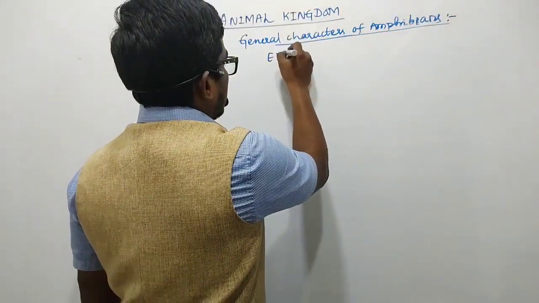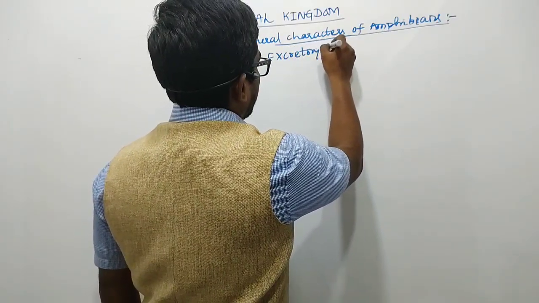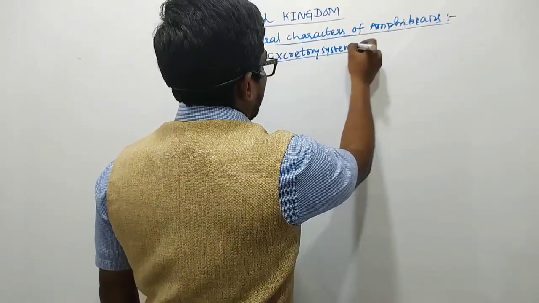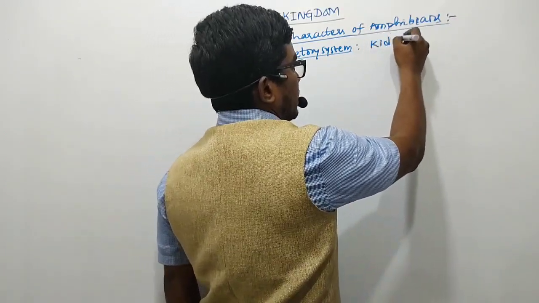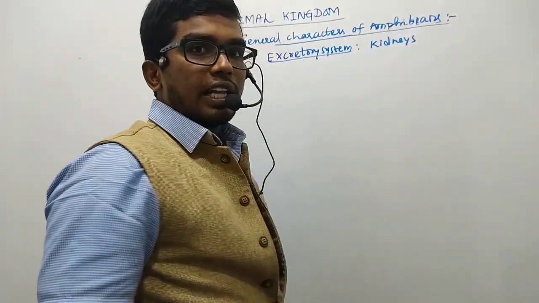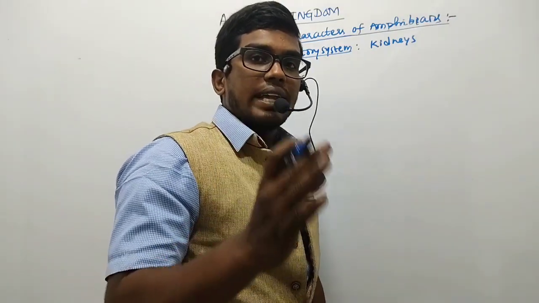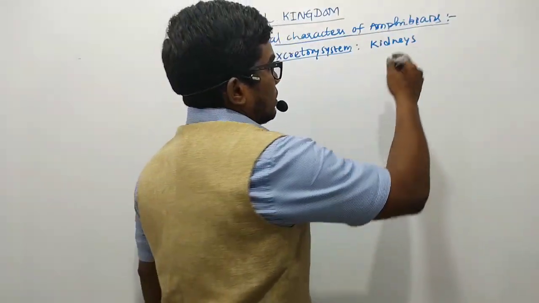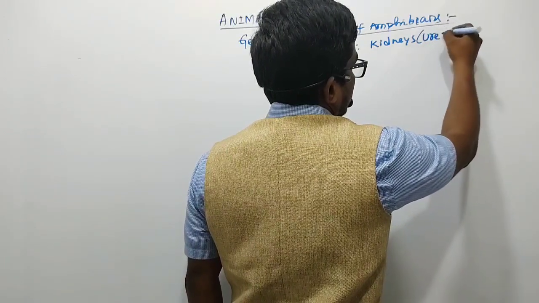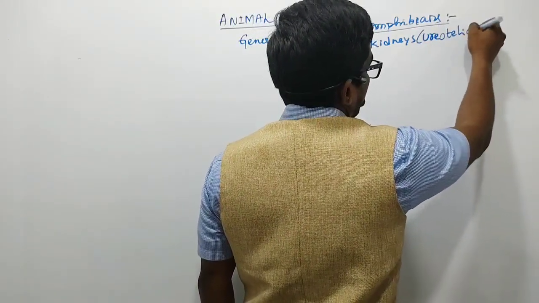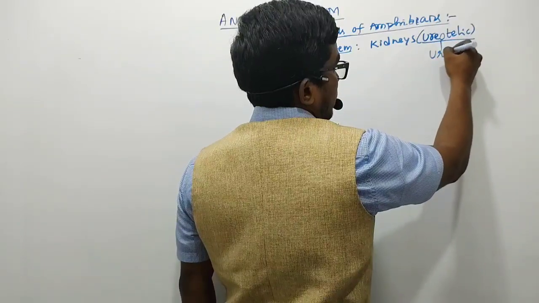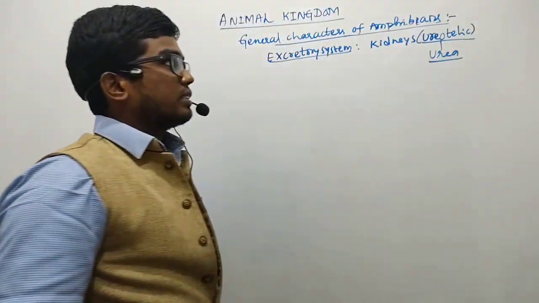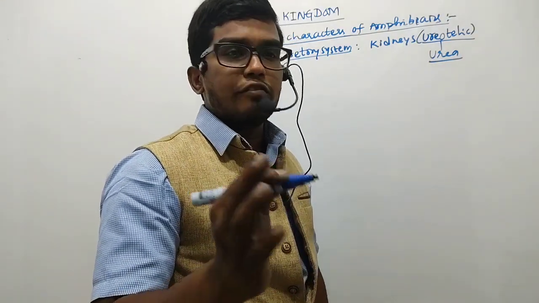Moving on to the excretory system. Let me tell you, they have a pair of kidneys. For elimination of the nitrogenous waste from their body, they have excretory organs in the form of kidneys. What is the major nitrogenous waste produced? We refer to them as ureotelic organisms. So urea is the chief excretory waste produced in the body of amphibians.